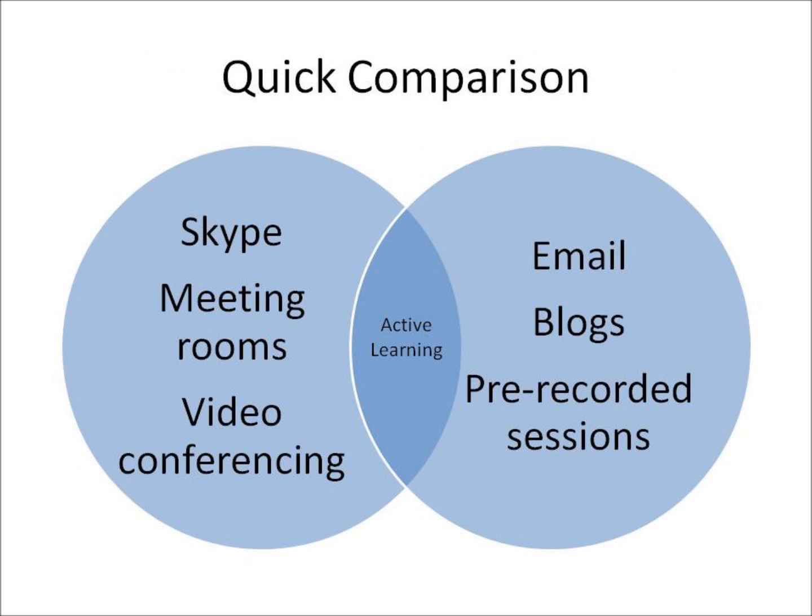As we look at our quick comparison guide, we can see that both synchronous and asynchronous learning have active learning. However, the synchronous learning will have things like Skype, meeting rooms, and video conferencing. And the asynchronous learning will have things like email, blogs, and pre-recorded sessions that they will rely on to dispense the information and to hold discussions.